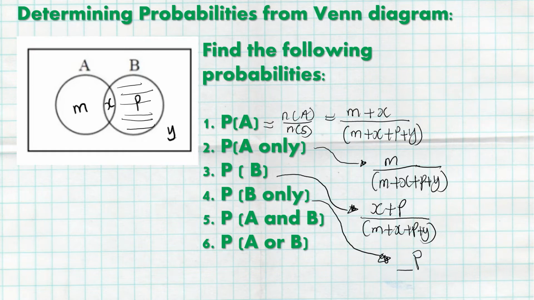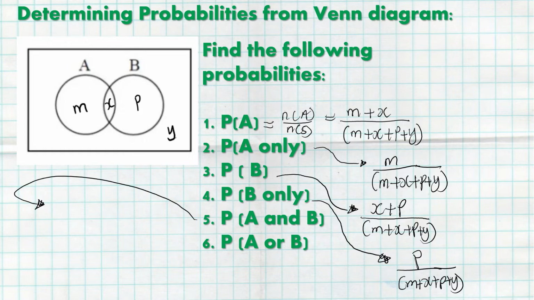It's only P over what? Over M plus X plus P plus Y, because they need what? They need probability. Okay, let's quickly now go to number 5 and number 6.